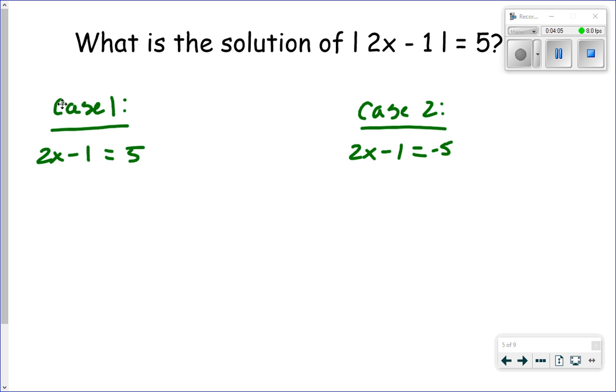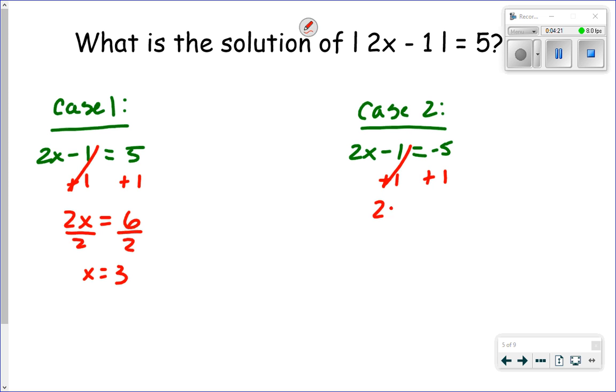Now we need to solve. I'm going to start with case 1. Add 1 to both sides. 5 plus 1 is 6. Divide by 2 on both sides. X equals 3. Okay, case 2, need to solve this. Add 1 to both sides. 2x equals -4. Divide by 2. X equals -2.